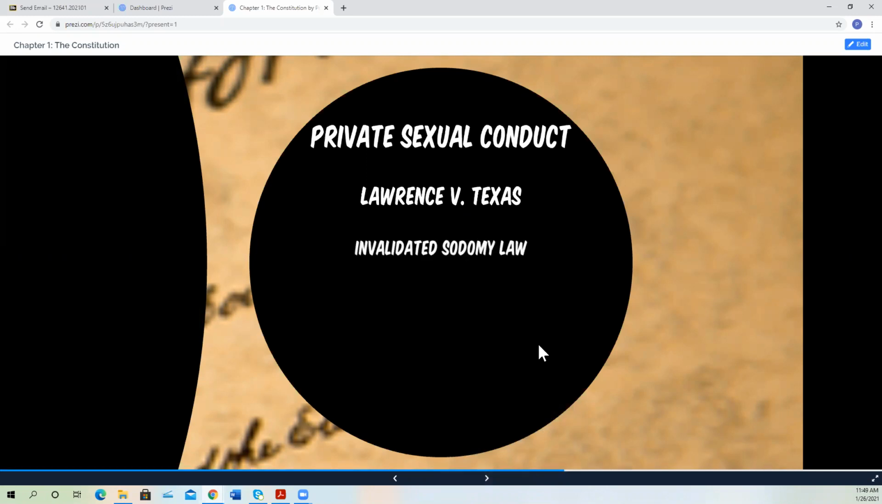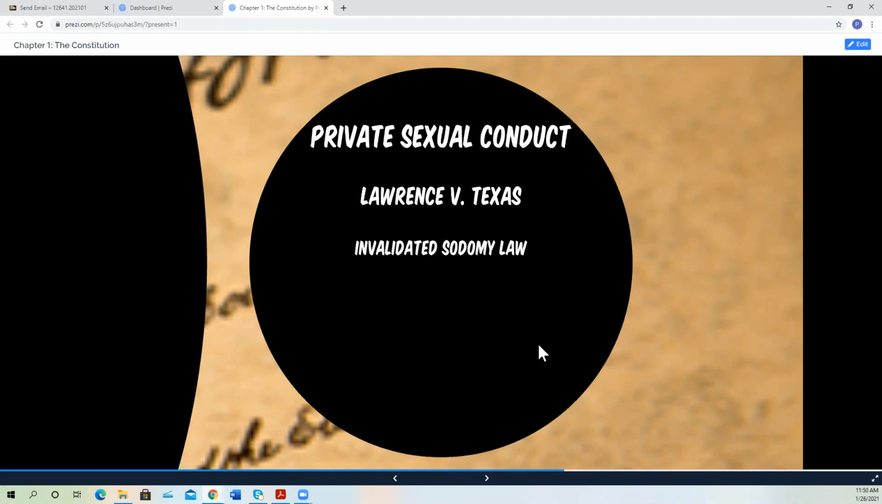And in this case, the two men challenged this law and said this law violates our substantive due process. So now the government had to show a compelling reason why they had the right to prevent two men from engaging in private sexual activity. And the court decided that the law was invalid. They ruled in favor of the two men. And they said that law is no good.